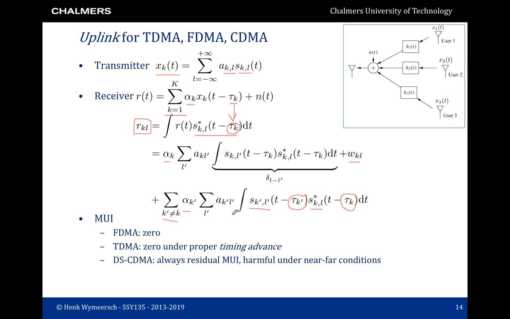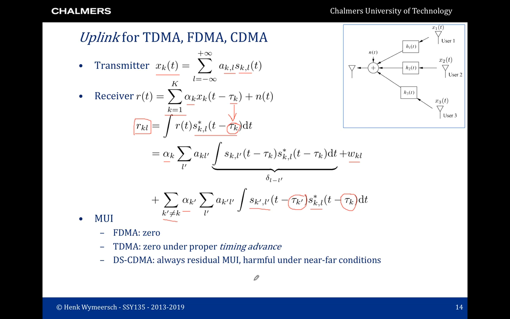In terms of multi-user interference, so the last term, we see that under FDMA there is never any multi-user interference. This is because the waveforms between different users remain orthogonal no matter what these delays tau k and tau k prime are. This is however not the case for TDMA. For badly chosen tau k prime and tau k, the waveforms can overlap and they will no longer be orthogonal. Under TDMA, we will only have orthogonal waveforms between the users at the receiver side under proper timing advance. So the base station needs to tell the users when to transmit in order to avoid interference at the receiver.